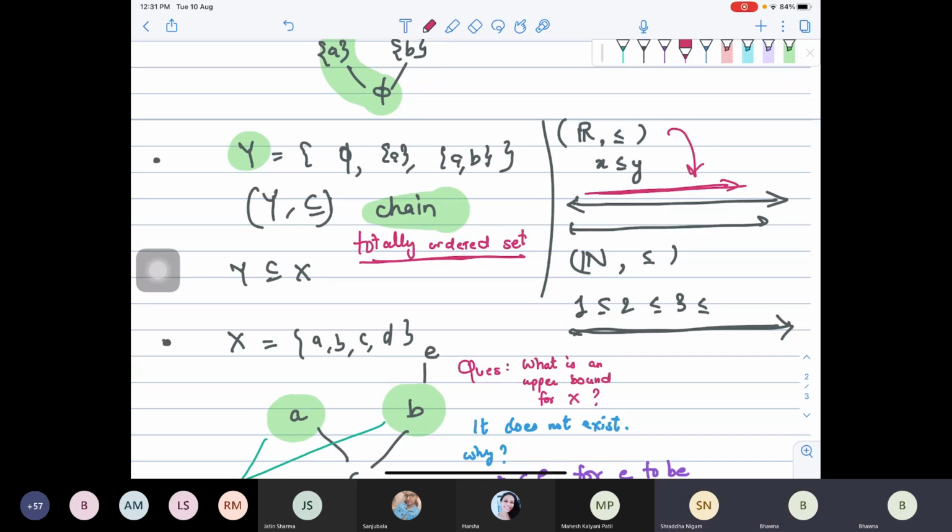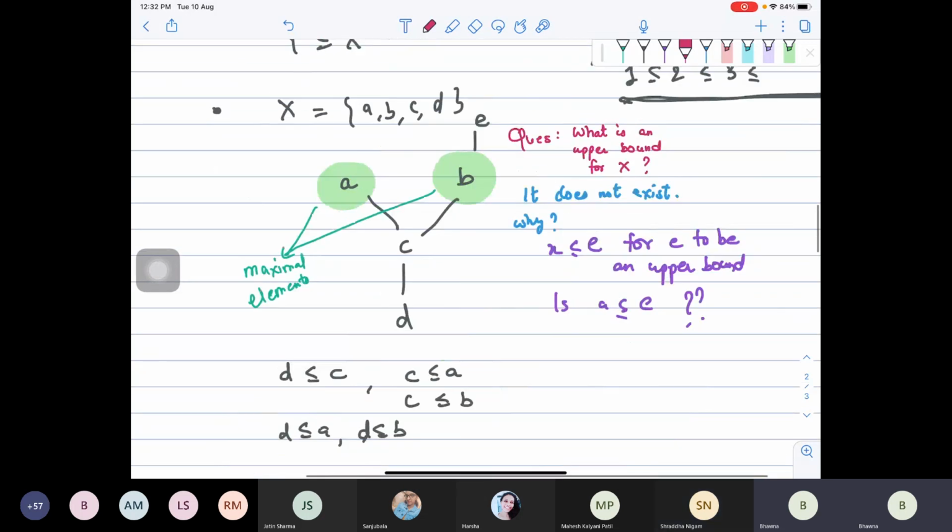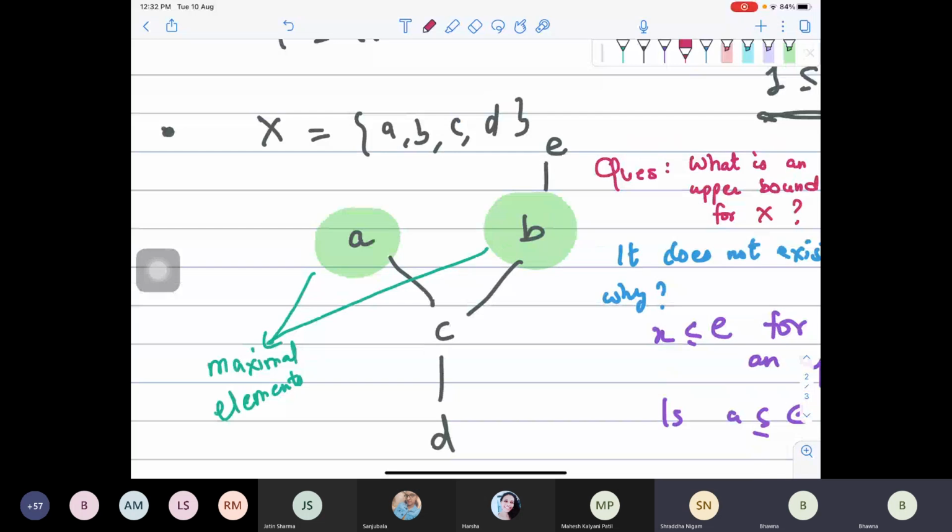Ma'am, does a chain have at least two elements? Well, I can take a singleton element and define the relation that it is related to itself. Then it is a poset and a chain, totally ordered, because there is nothing which is not comparable. Our earlier example is not a chain because these two are not connected. It should not branch.